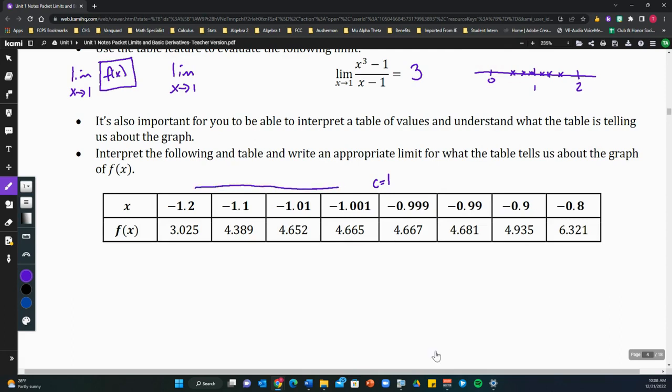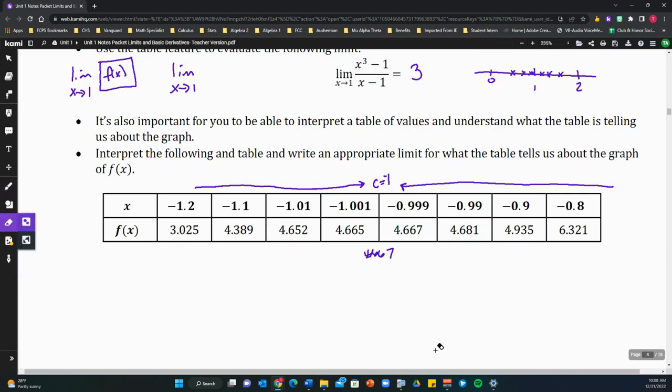As I work my way towards -1 from the left side, it looks like these y values are getting closer and closer to something, 4.65, 4.665. So it looks like we're getting closer to something. And then from the right side, as we get closer to -1, the same thing is happening, 4.68, 4.667. So it looks like we are getting closer and closer to 4.667. If you know, that repeated decimal, 0.666667, is the decimal for 2/3. So this looks like we are approaching 4 and 2/3.